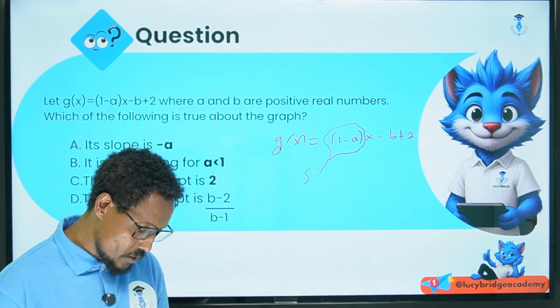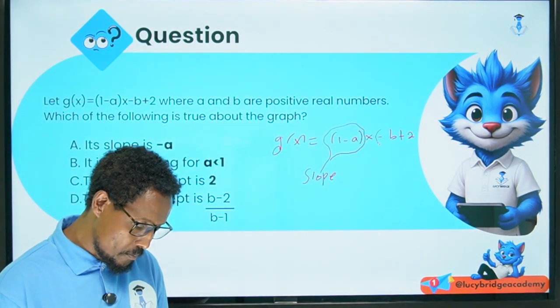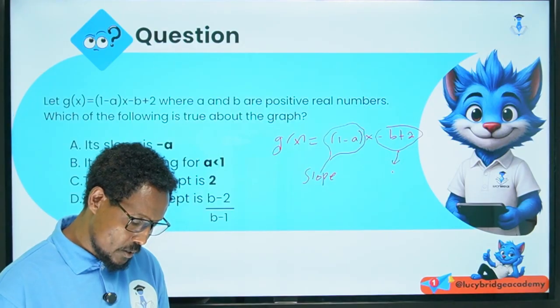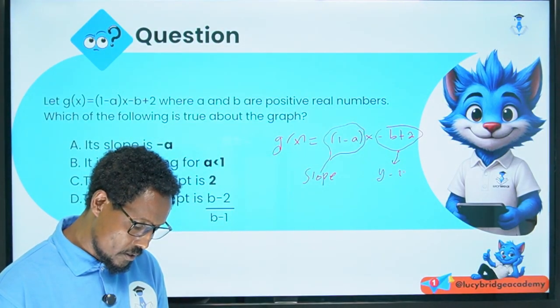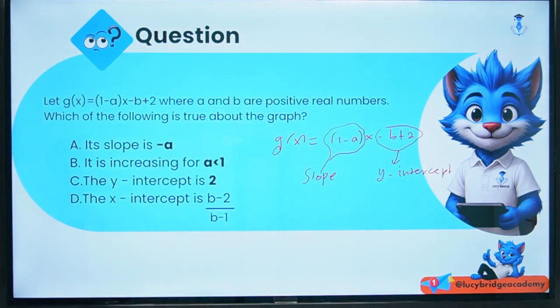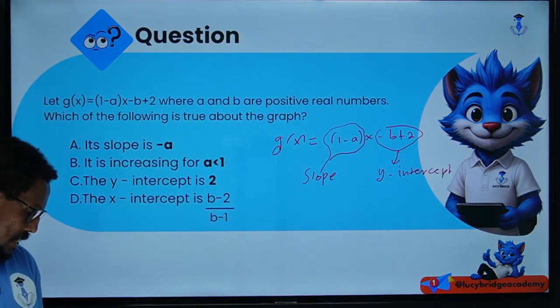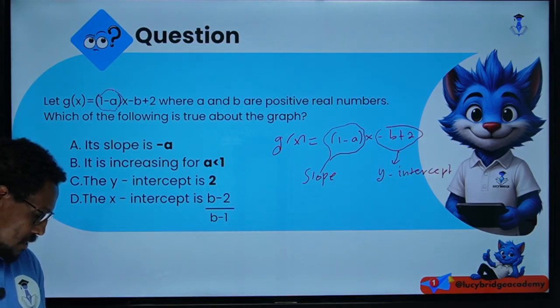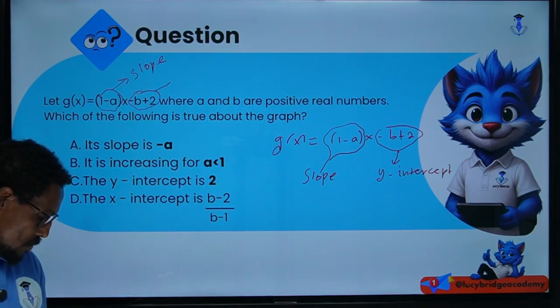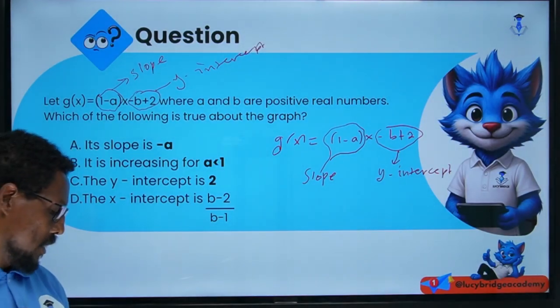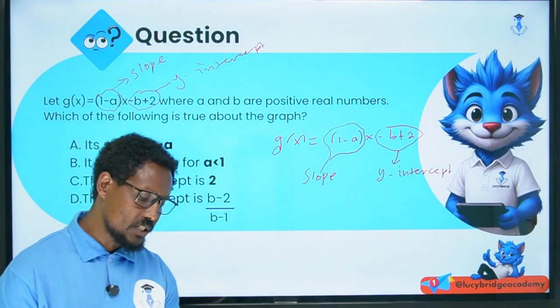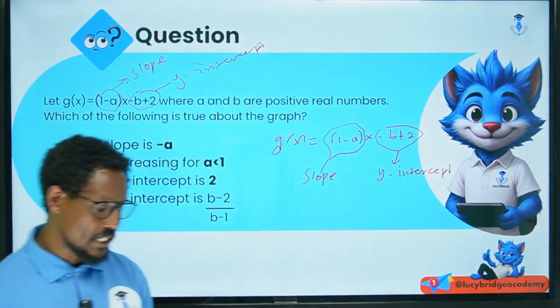Look, this one is slope, and this one, minus b plus 2, is y-intercept. Okay, slope and y-intercept. That means 1 minus a, this is slope, okay? And minus b plus 2 is y-intercept. Now it is simple to answer the question. The slope is 1 minus a and y-intercept is minus b plus 2.